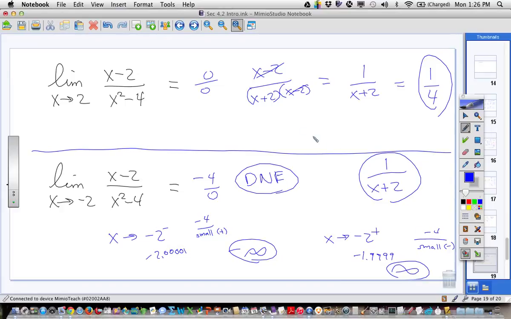Or if you put -1.999 into here plus 2, that'd be a really small positive. So it'd be 1 divided by a small positive. Again, positive infinity. So here's your answer. Does not exist along with those two pieces of information. Okay? So that's similar to what we did earlier.